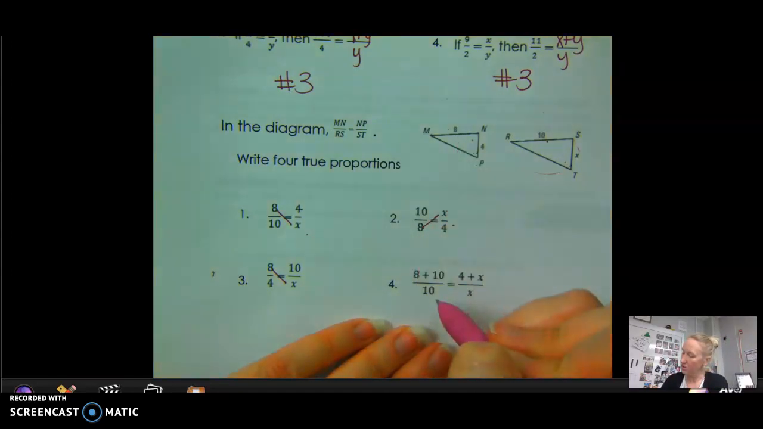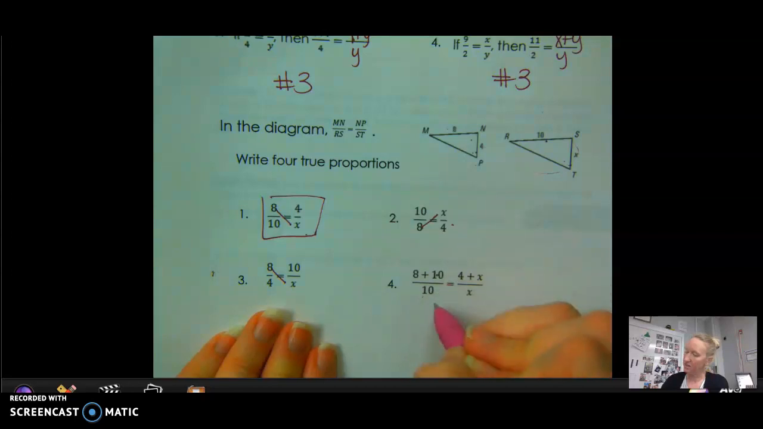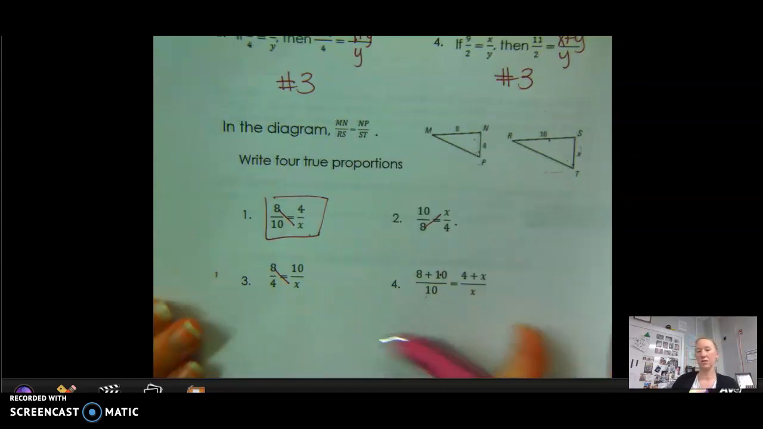So this one, they took this one, and now they're adding the bottom number, the denominator, to the top. So I'm adding 10 here, and I'm adding x here. It still works. So that also works. All right, next page.